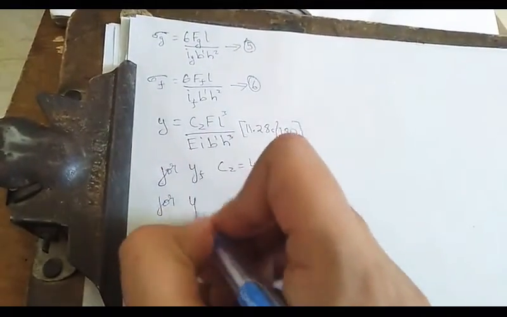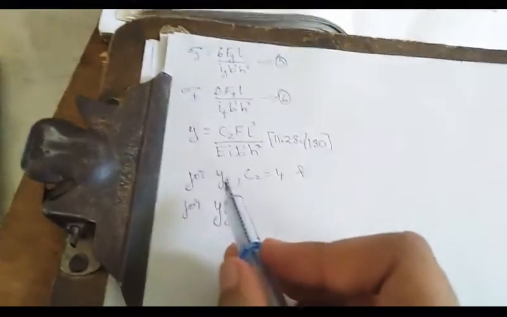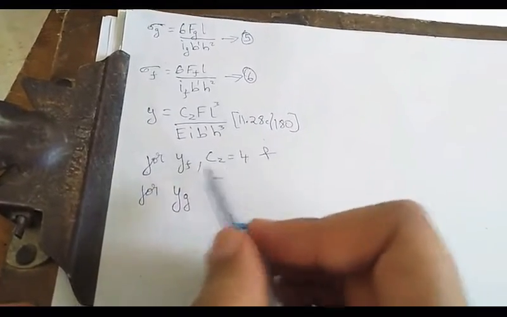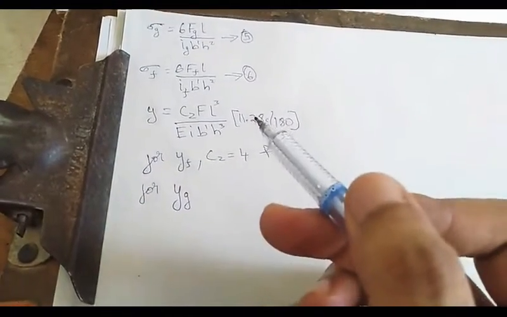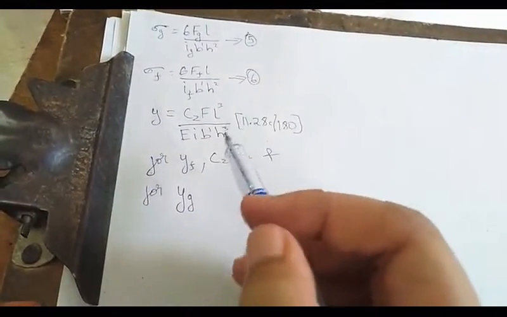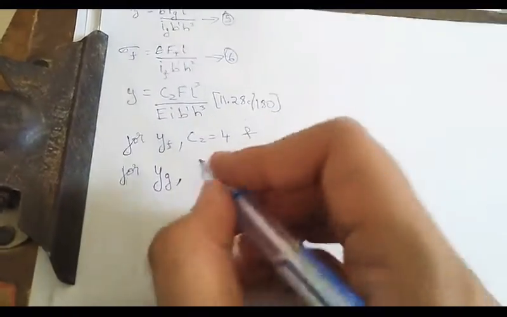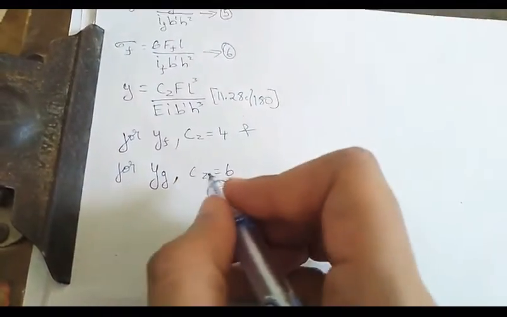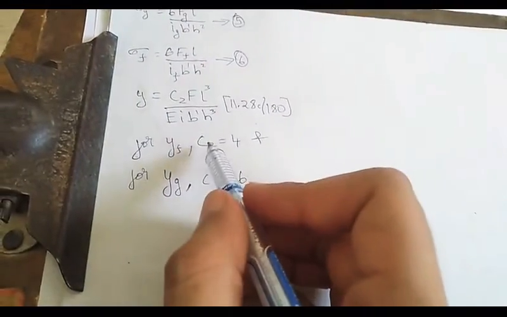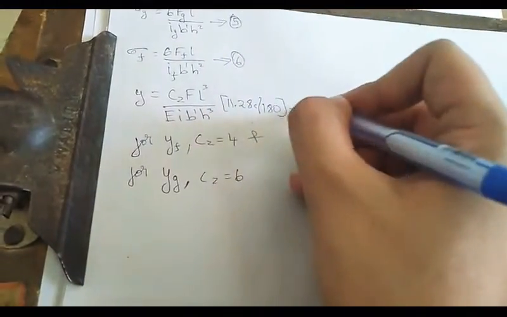And for YG, here is the deflection in full length leaves, and this is the deflection in graduated leaves. The value of C2 is 4 because the full length leaves will be at the topmost side and its cross section will be rectangular. That is why we have to take the value of C2 as 4, and for graduated leaves we have to take the value of C2 as 6. So we'll replace the value of C2 in this equation. We'll call this equation 7.